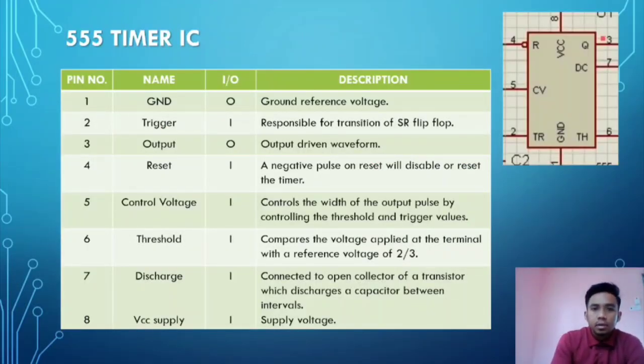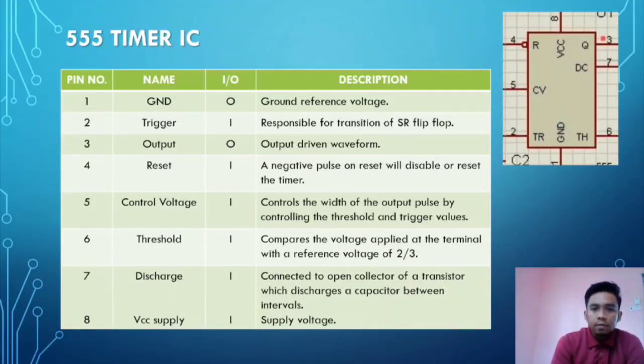So these are the pins of the 555 timer IC. Firstly, pin number 1 is ground. Pin number 2 is trigger, an input pin responsible for the transition of the SR flip flop. Pin number 3 is output, the output driver waveform. Pin number 4 is reset, an input pin. A negative pulse on reset will disable or reset the timer. Pin number 5 is control voltage, CV, an input pin.